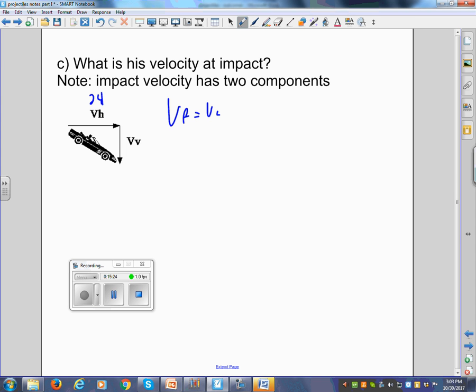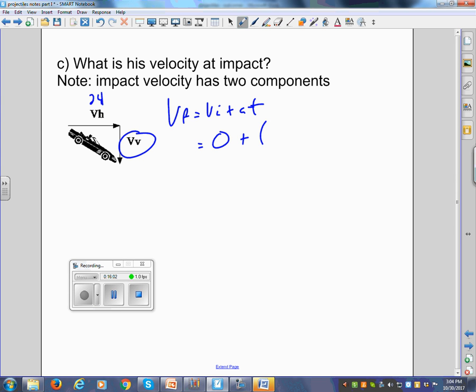VF equals VI plus AT. Oh, I just didn't wait long enough? No. Sorry, man. VF equals VI plus AT. Which VI do I use? 0. Which VI number do I use? It depends which one you're solving. I'm solving for this VI. 0. It has an initial vertical component of 0.